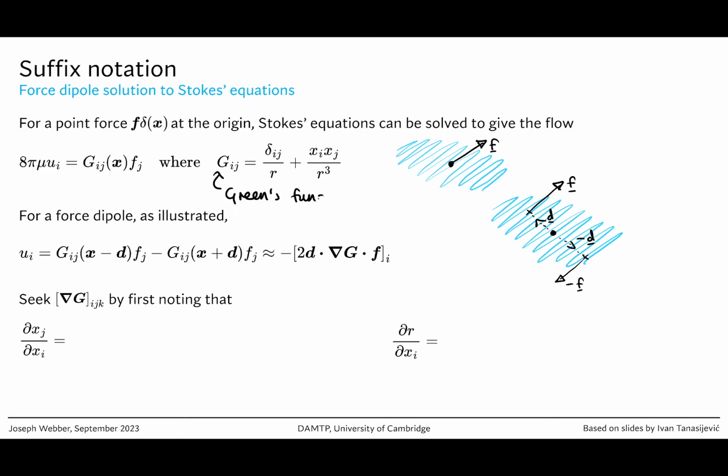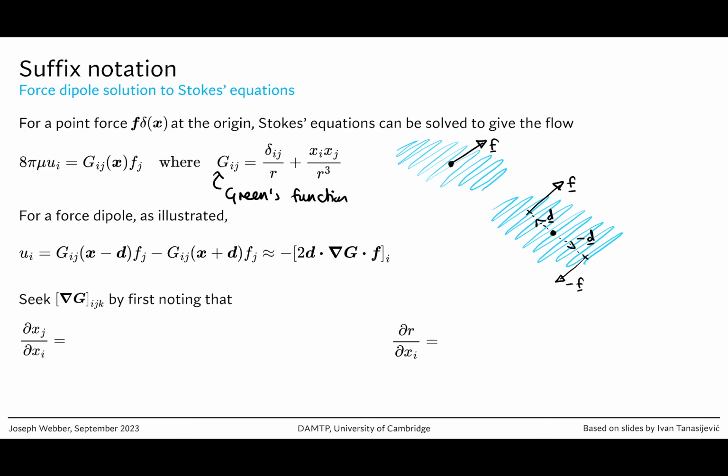You've seen these before. If you have a force dipole, so you have two forces pointing in opposite directions separated by this little vector d, and you take the limit as d goes to 0, so you have these two forces at the origin, we actually notice that the velocity field is given by this expression involving the gradient of g. Now it's really difficult to work out what the gradient of a tensor is in general, but with index notation it's not at all.